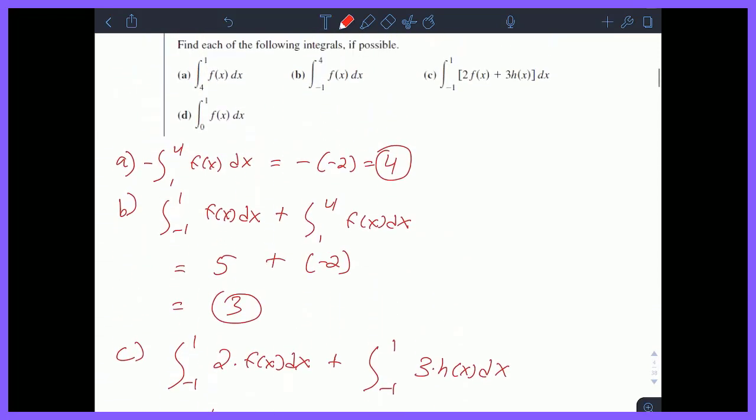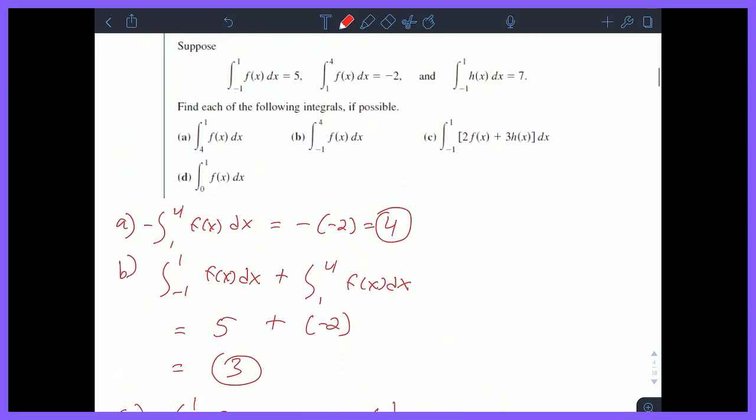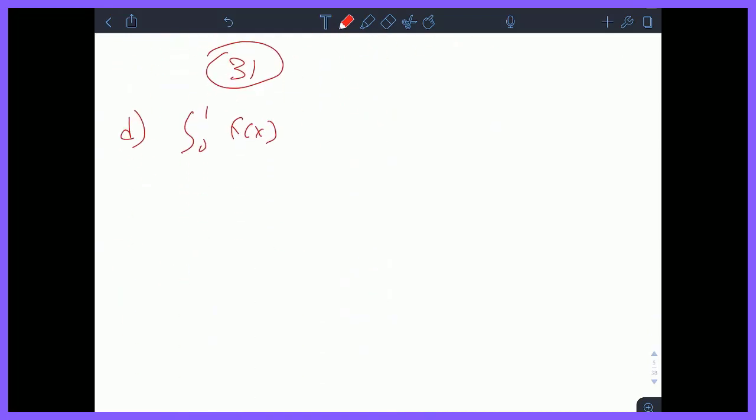D asks for the integral from 0 to 1 of f of x. Well, I don't really have that. I've got -1 to 1 and 1 to 4, and I can't really use those to create 0 to 1. And one of the answers here was that it's not possible. So that's the answer here, D. You can't figure this out. Not possible. No information.